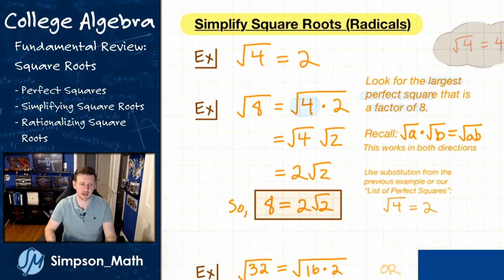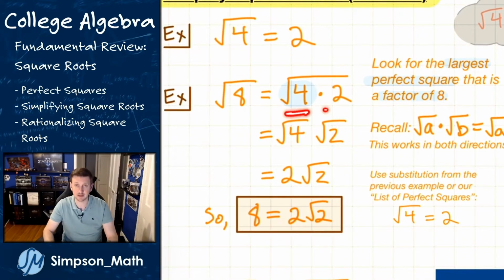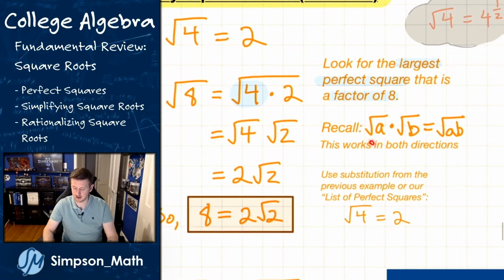All right, so let's take a look at the square root of 8. What you need to do is look for your perfect squares that are factors of that 8. I can rewrite 8 as 4 times 2, and 4 is a perfect square. One thing with radicals is that if I have the square root of AB, I can rewrite this as the square root of A times the square root of B. And it works in both directions.